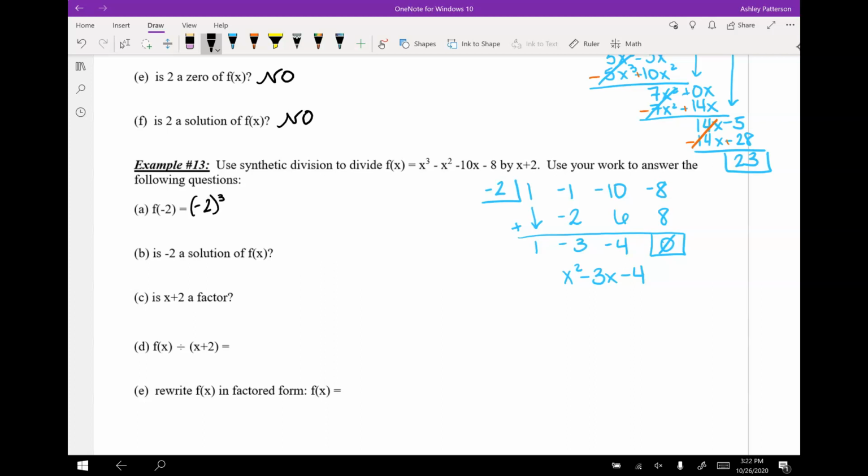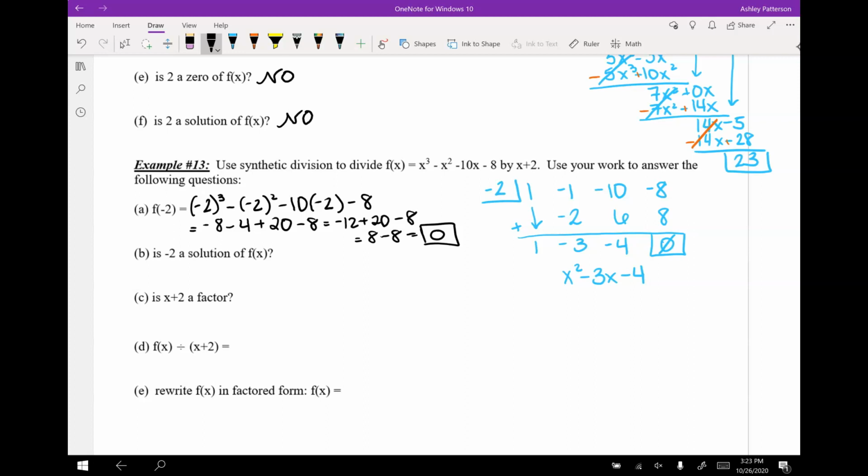We get -2 cubed minus -2 squared minus 10 times -2 minus 8. Okay, well, -2 cubed comes up with -8 minus -2 squared is 4 plus 20 minus 8. Okay, then we get -8 minus 4 is -12 plus 20 minus 8. Do you see it? And then we get 8 minus 8, which is 0. Yes, so we did get an output of 0.